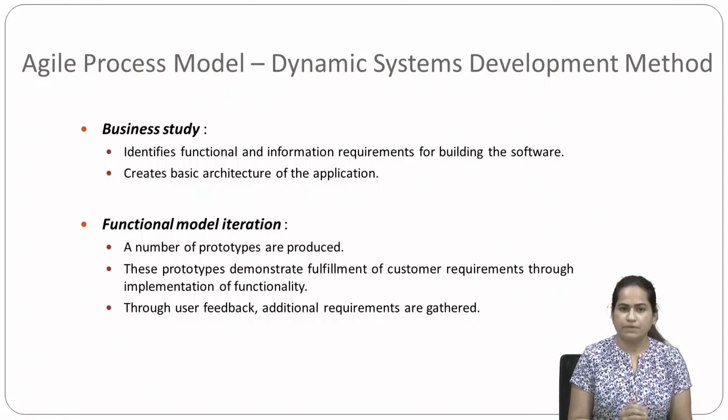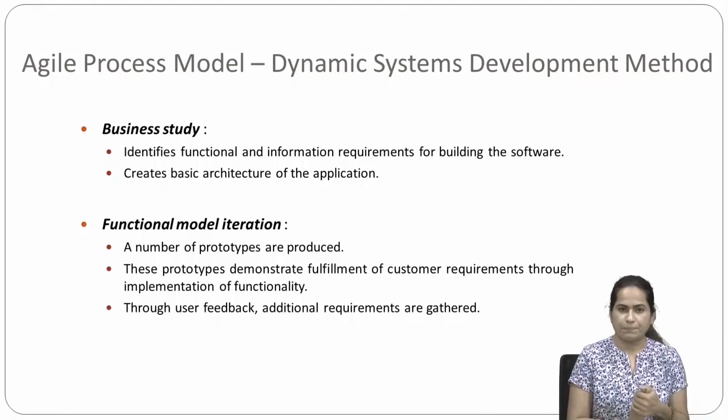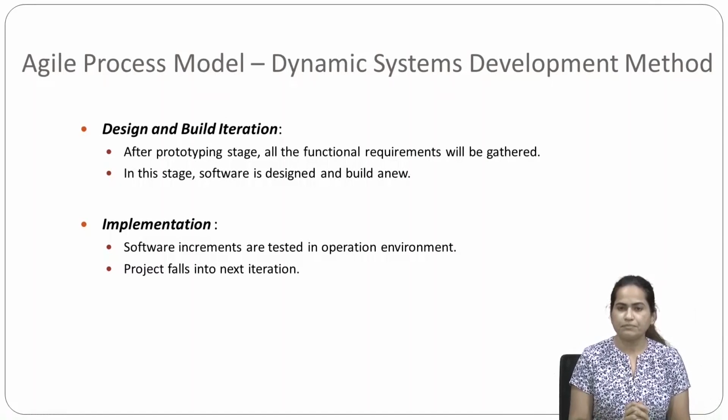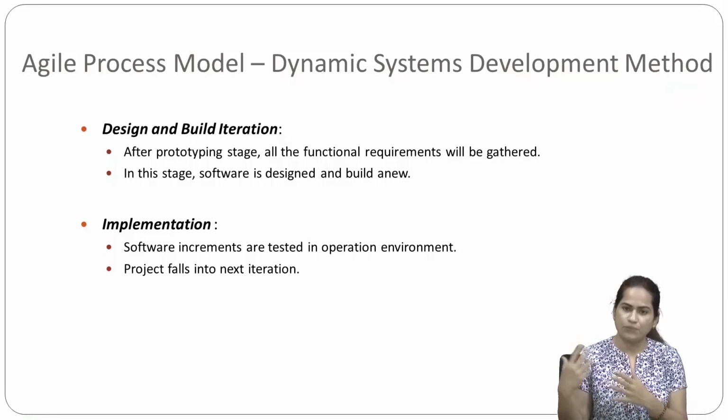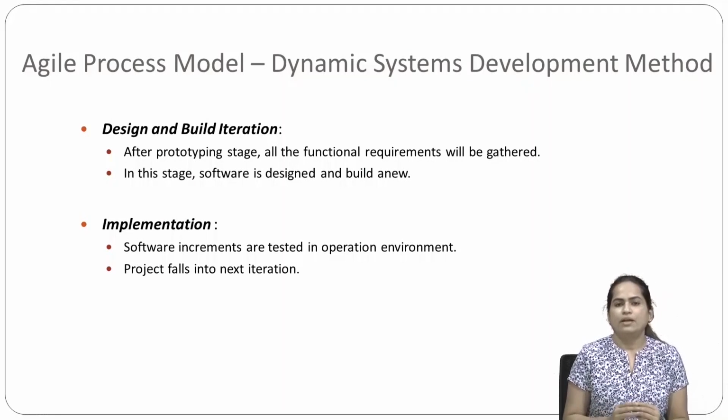Then the third stage we have is functional model iteration. A number of prototypes are produced. These prototypes demonstrate fulfillment of customer requirements through implementation of functionality. Through user feedback, additional requirements are gathered. And the remaining 2 stages are design and build iteration. After the prototyping stage, all the functional requirements will be gathered. In this stage, software is designed and built anew, meaning new software is built. Then implementation, the last stage. Software increments are tested in the operational environment, and as they are tested, the project falls into the next iteration.